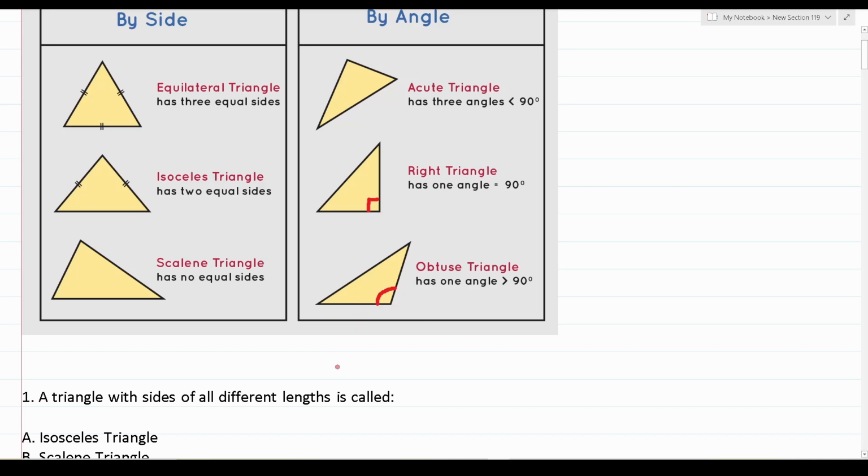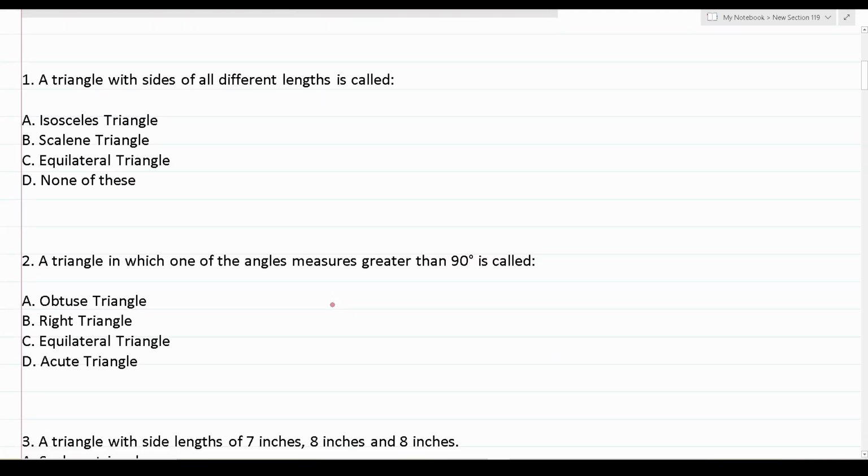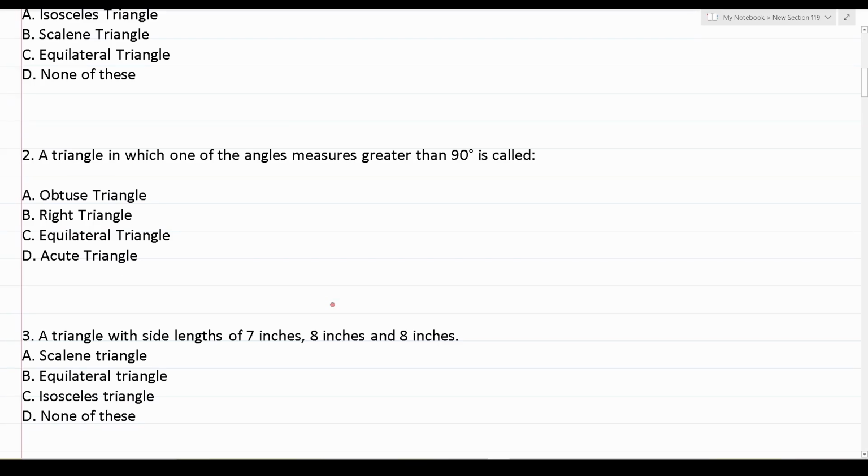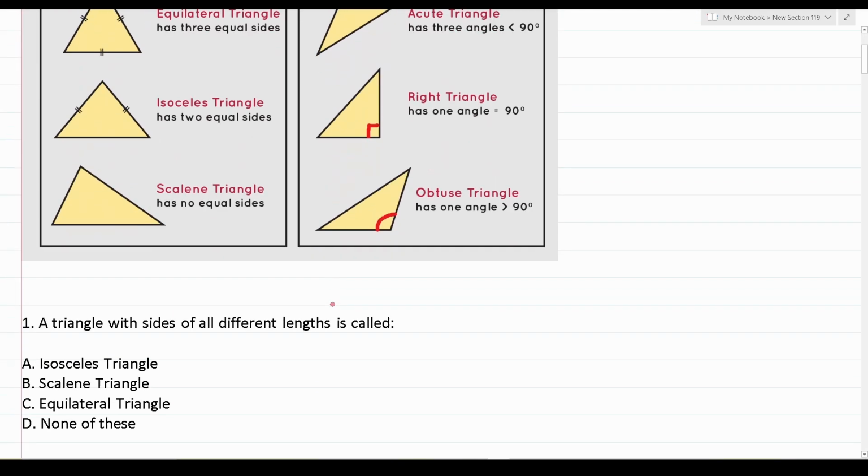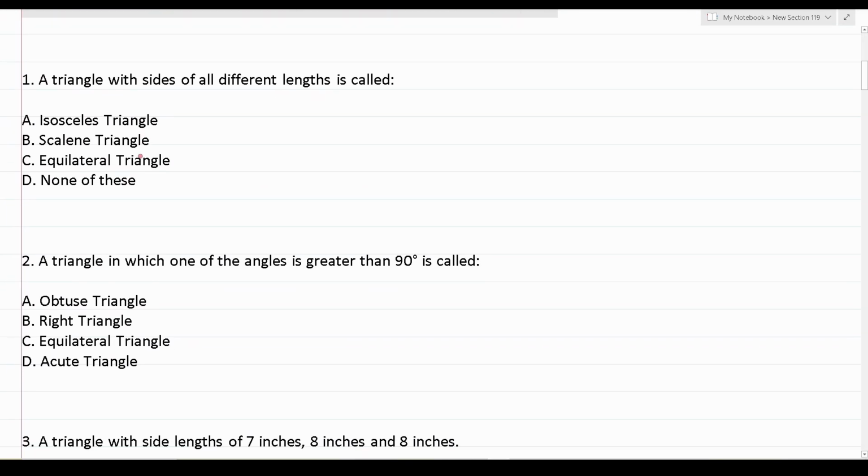All right, so let's just work on some simple practice problems to make sure we understand how to classify triangles. Number 1 says a triangle with sides of all different lengths is called A, an isosceles triangle, B, a scalene triangle, C, an equilateral triangle, D, none of these. As you may recall, a scalene triangle is one that does not have any equal sides. So the answer to this one is B.